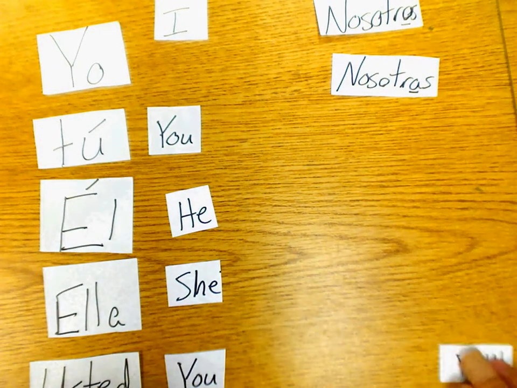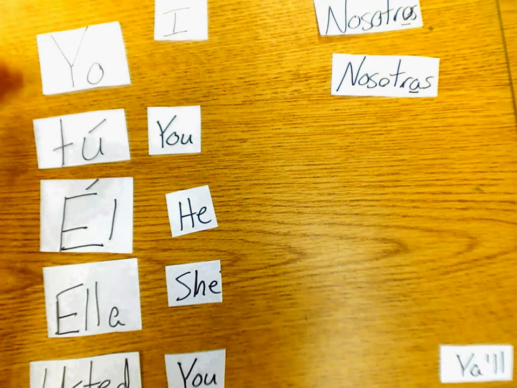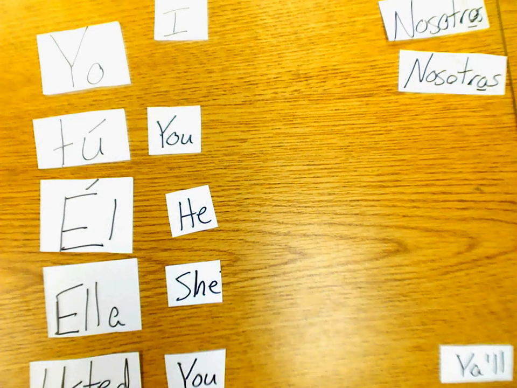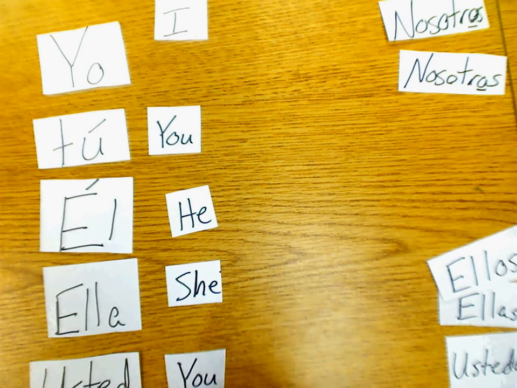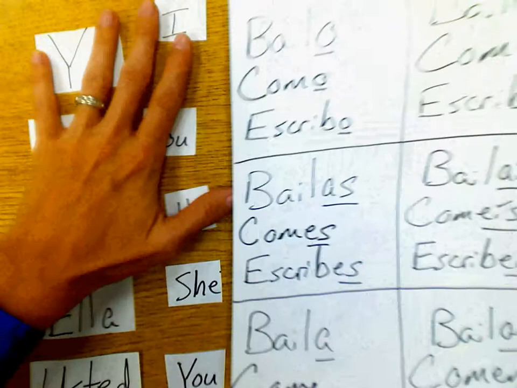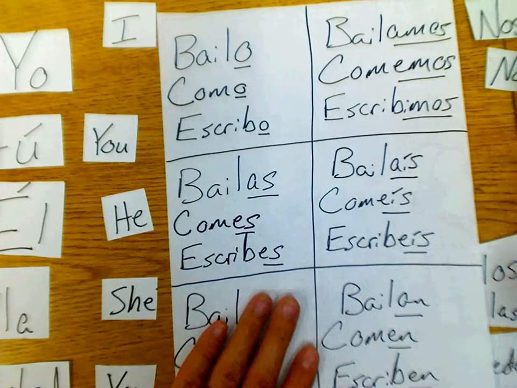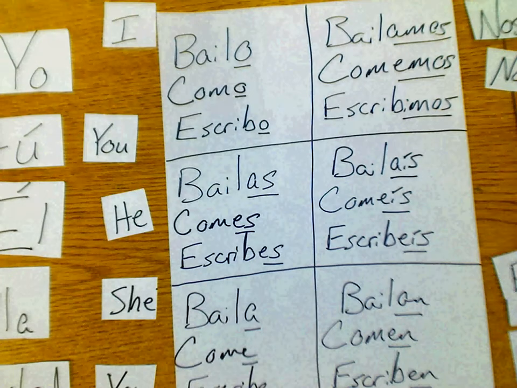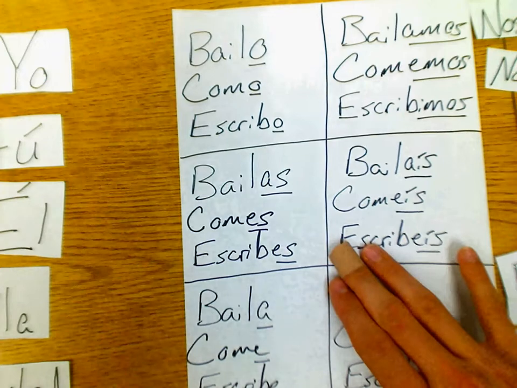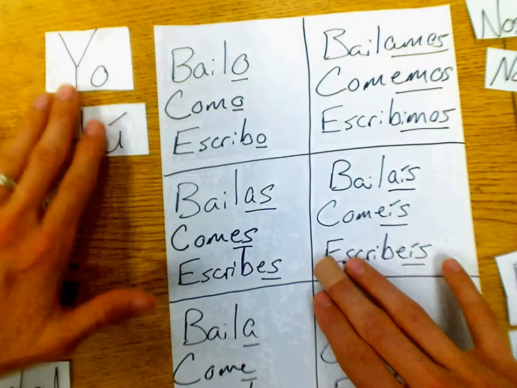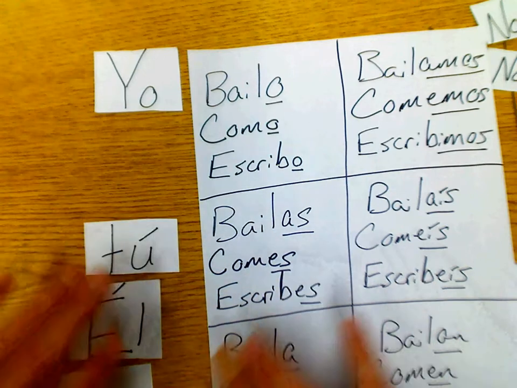So why do we need to know yo, tú, él, ella, and usted? And they're in a particular order here. Why do we want to know this order? Well, I'm sure you've all seen something very similar to this. Now, you may not be able to see this completely on your screen, but I'm going to show you in parts at least.